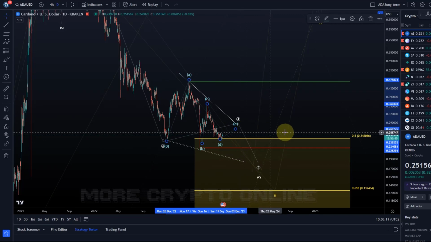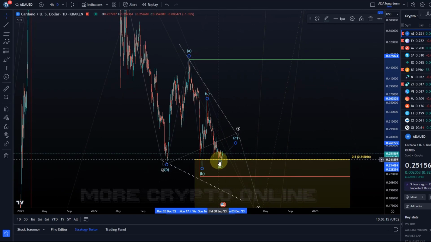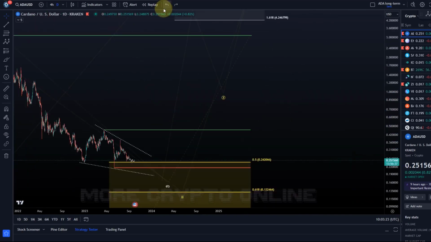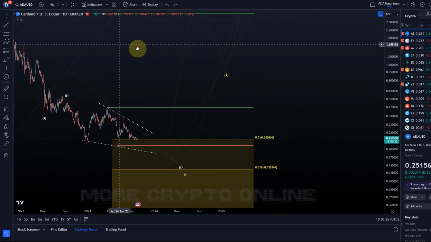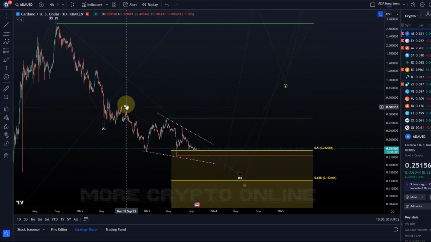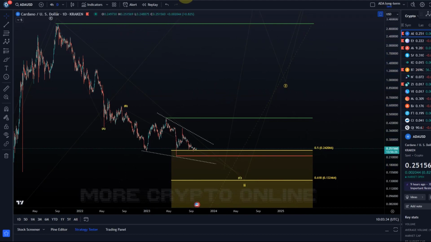Now, the question that currently arises on the lower time frames, which we want to take a look at in this video, is: is this D wave of the triangle already finished, and has the E wave started or not? So let's take a look at that on the lower time frame. Let me take those waves out. Let me just change that quickly. So let's go to the lower time frame.